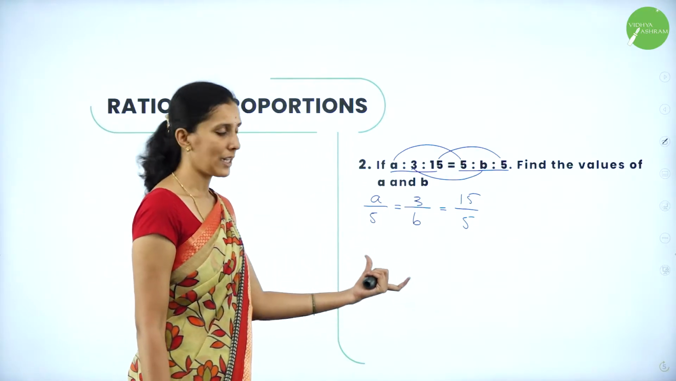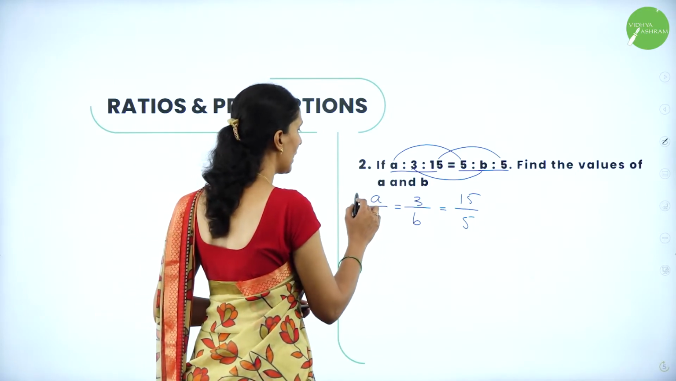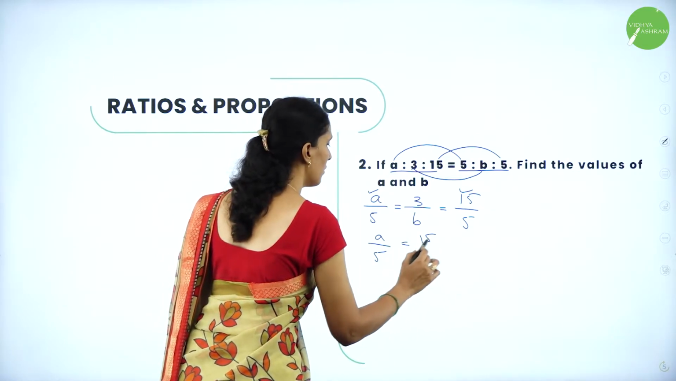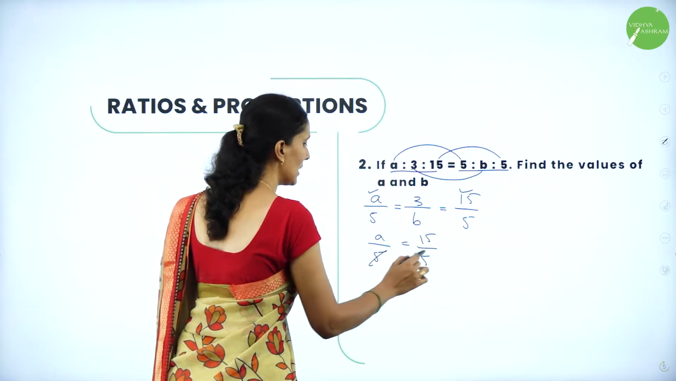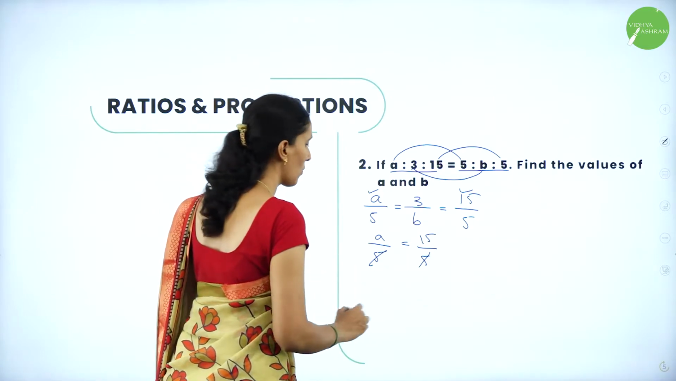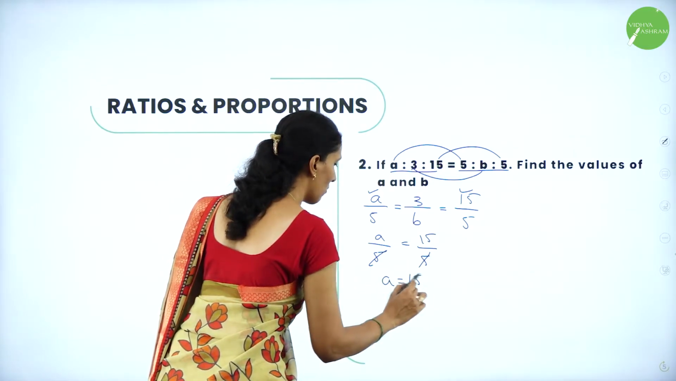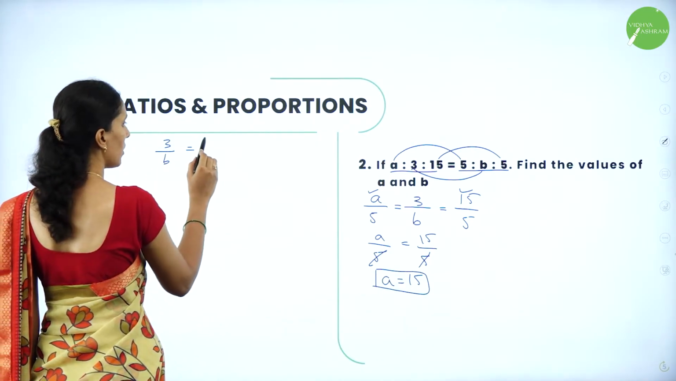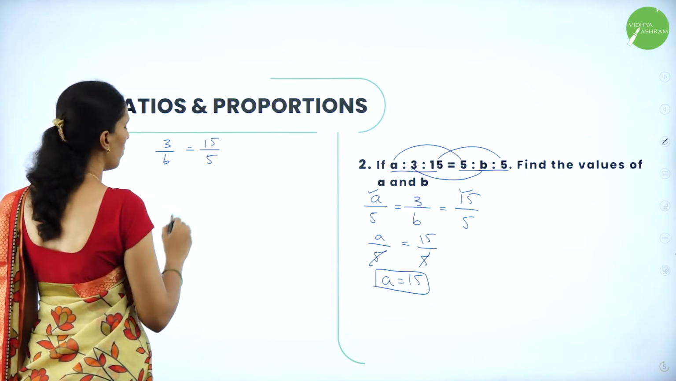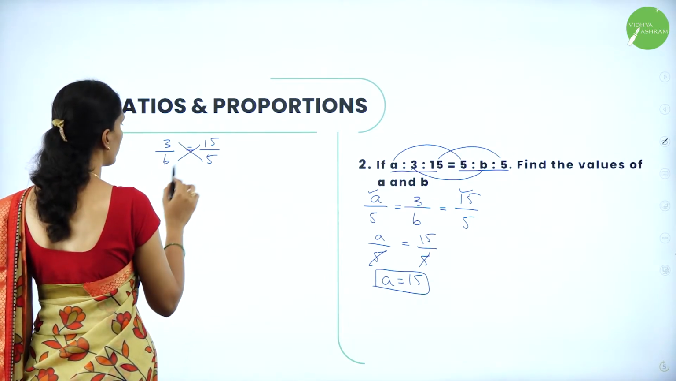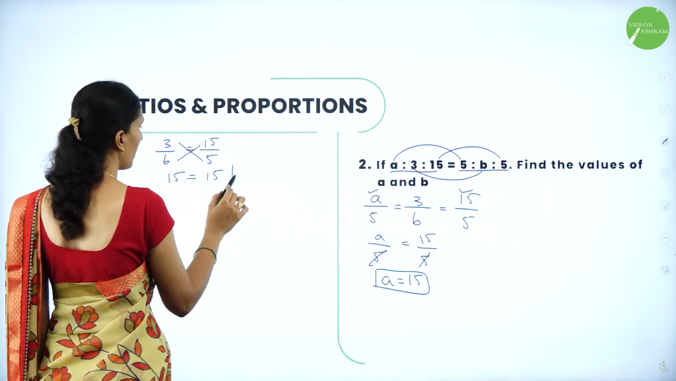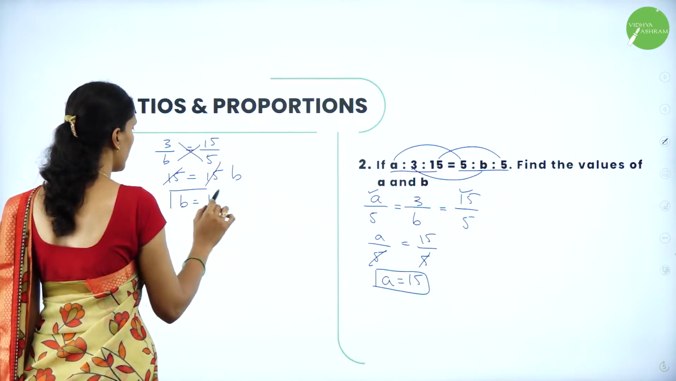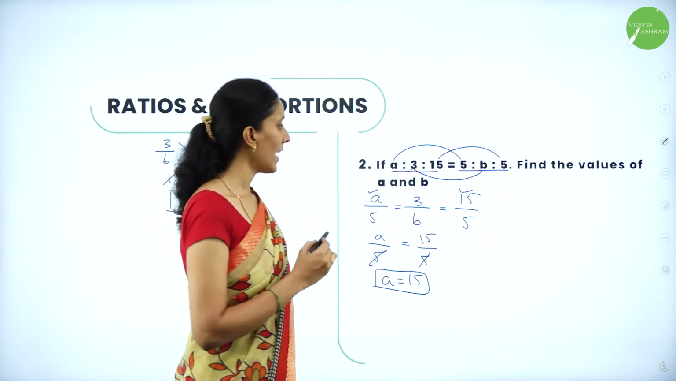Let me solve by taking any two ratios. First, let me take A by 5 and 15 by 5. So A by 5 is equal to 15 by 5. We can cancel the denominator terms on both sides of the equality. So we will get A is equal to 15. Similarly, we can equate 3 by B is equal to 15 by 5. Cross multiply, you will get 5 3s are 15 is equal to 15B. You can cancel 15 on both sides of the equality. So your answer for B is 1. So these are the values of A and B.